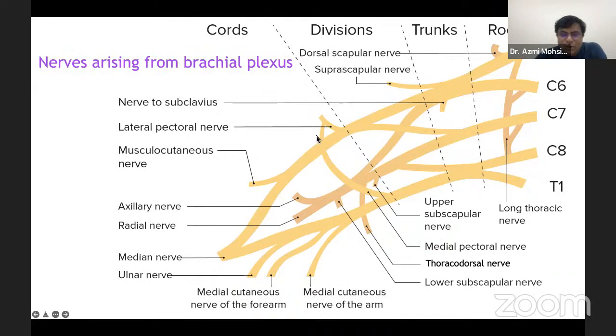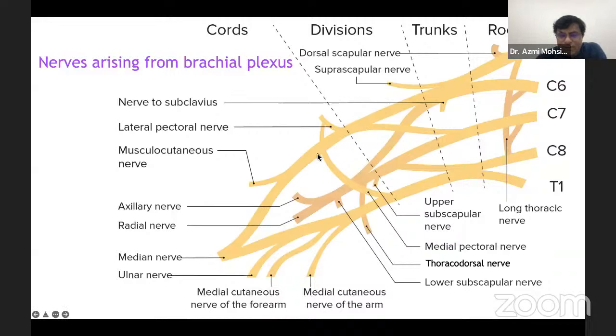Then we'll talk about the cords. Cords are a content of axilla in close relation to the second part of the axillary artery, and from there they actually get their names: lateral cord, medial cord, posterior cord. These are the names of these cords in relation to the second part of axillary artery.